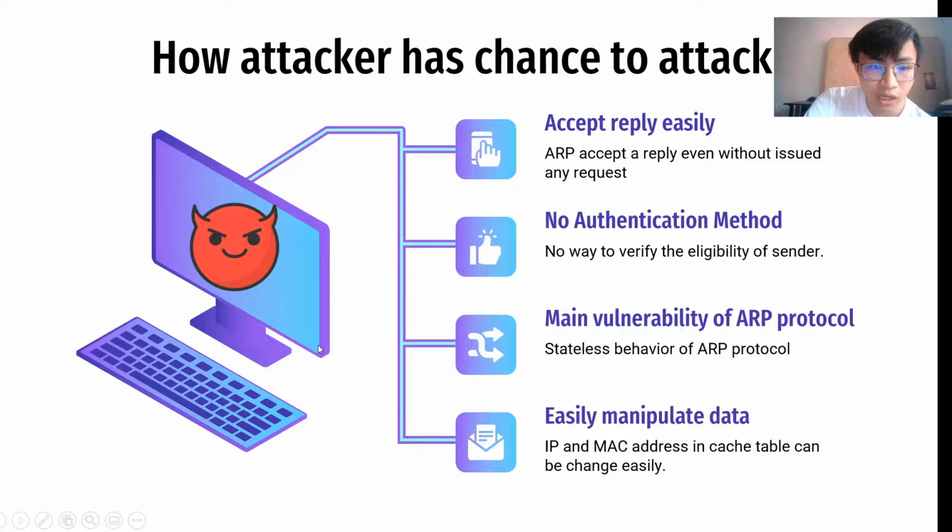So how does the attacker have a chance to attack? ARP accepts a reply even without any request being issued. In addition, there is no authentication method in the standard ARP protocol. There is no way to verify the eligibility of the sender. This stateless behavior of the process is the vulnerability of the ARP protocol. The attacker can easily manipulate the ARP packet, tricking the gateway or other devices, to perform ARP spoofing or ARP poisoning.